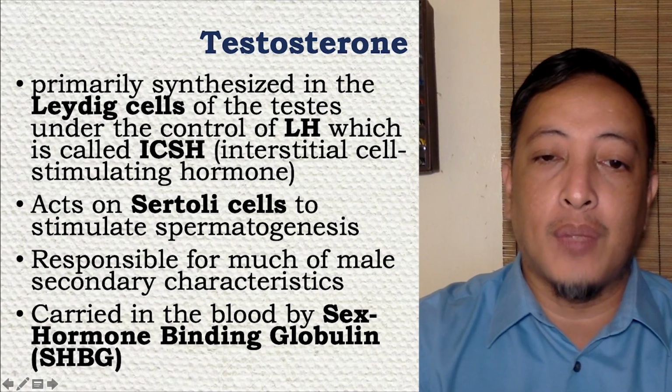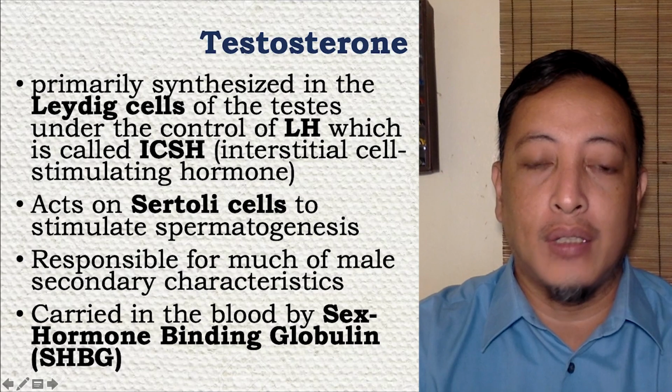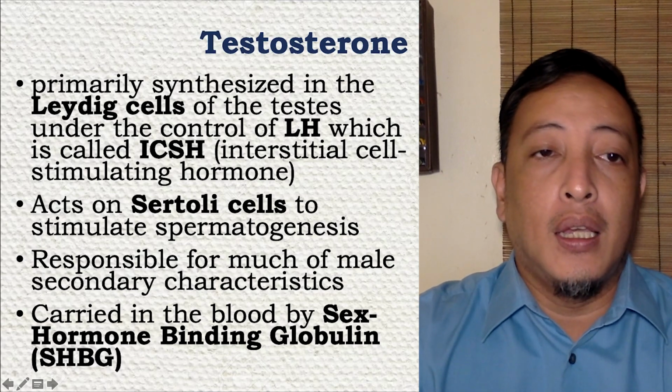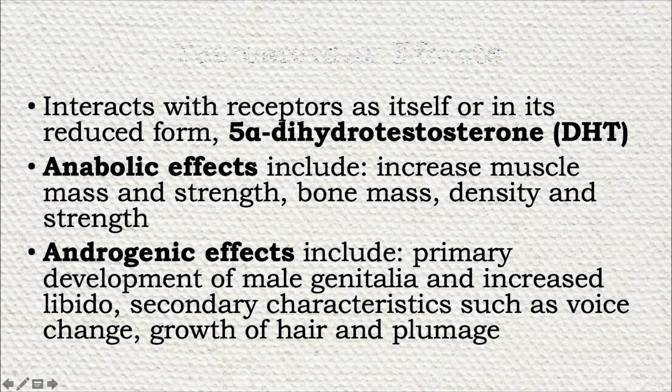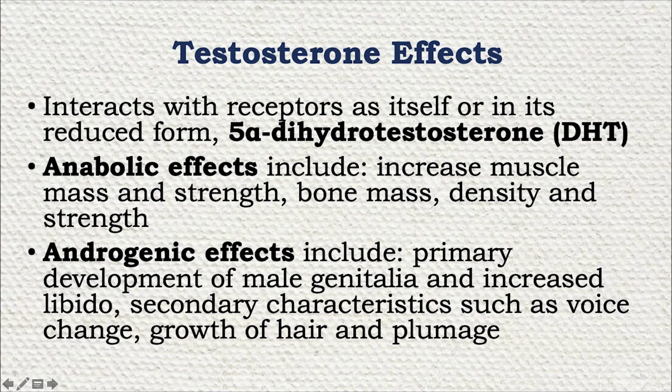So it is carried in the blood by the sex hormone binding globulin, and it interacts with its receptors as itself or in its reduced form, which is 5-alpha dihydrotestosterone or DHT. Okay? So it can act as itself, and it can also interact with its receptor as 5-alpha DHT.